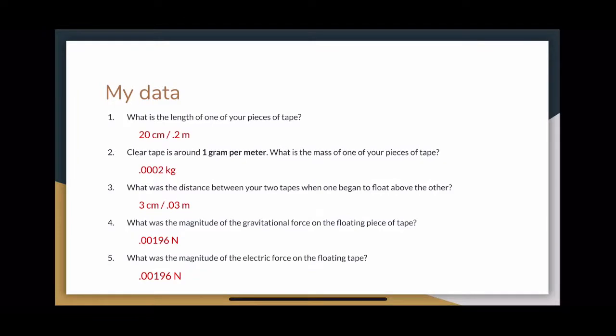So my data: I had a 20 centimeter tape and the mass of that tape was 0.0002 kilograms. The distance between the two tapes was 3 centimeters. The magnitude of the gravitational force, which is just mass times gravity, as I showed before, I get 0.00196. And the electric force should be the same, since when the tape is floating, it means the net force is zero since it's not moving.